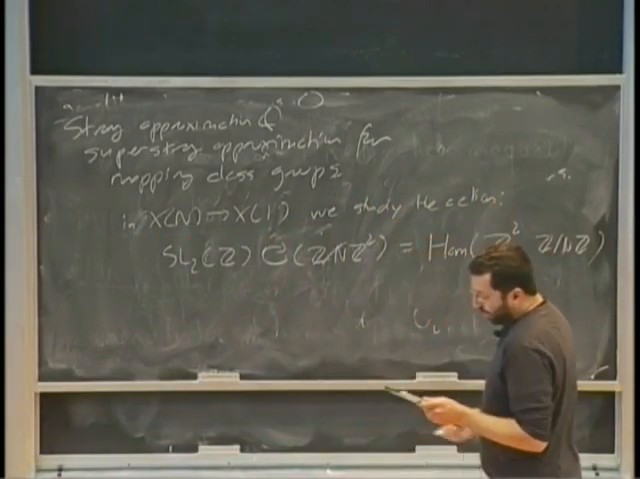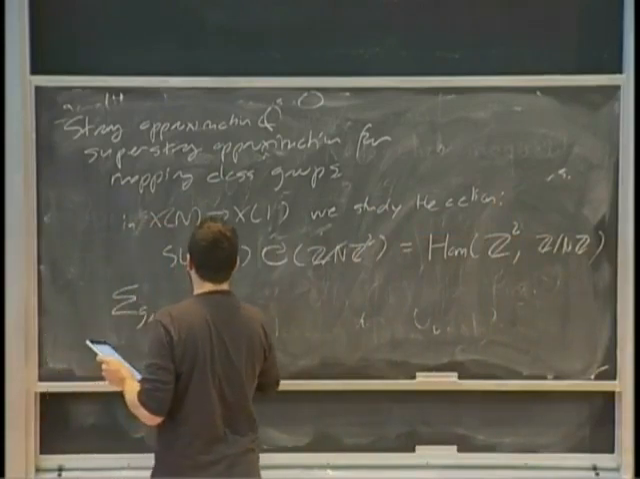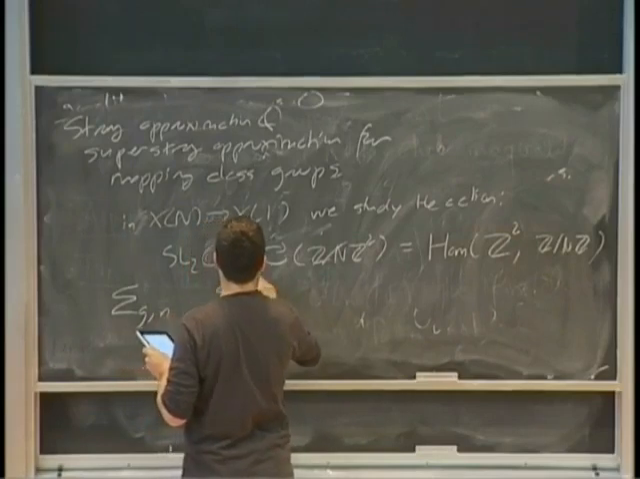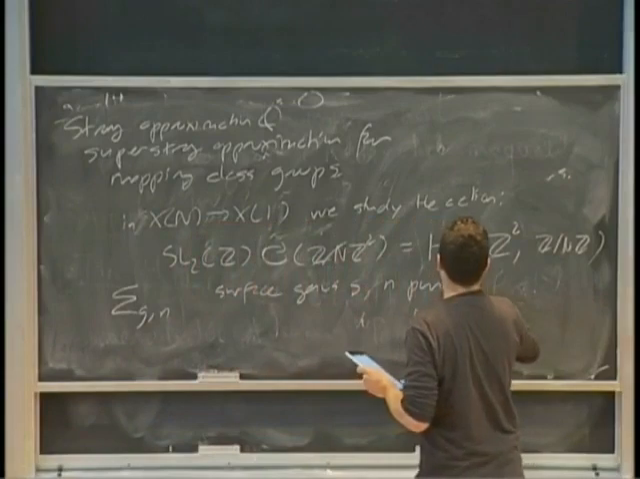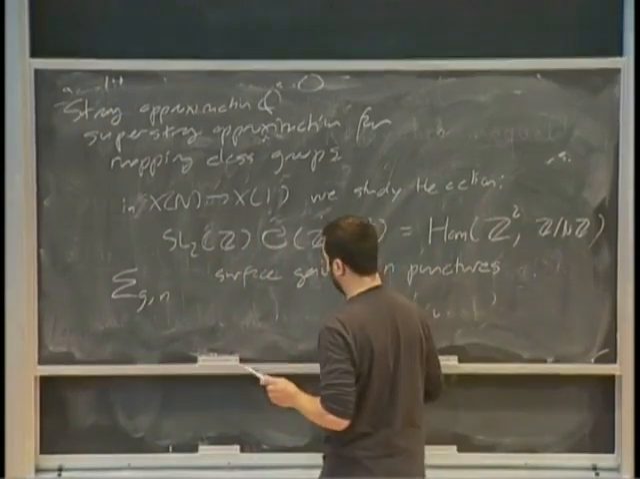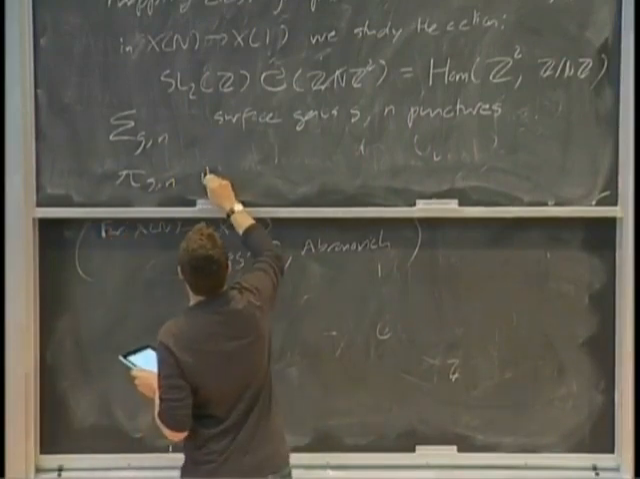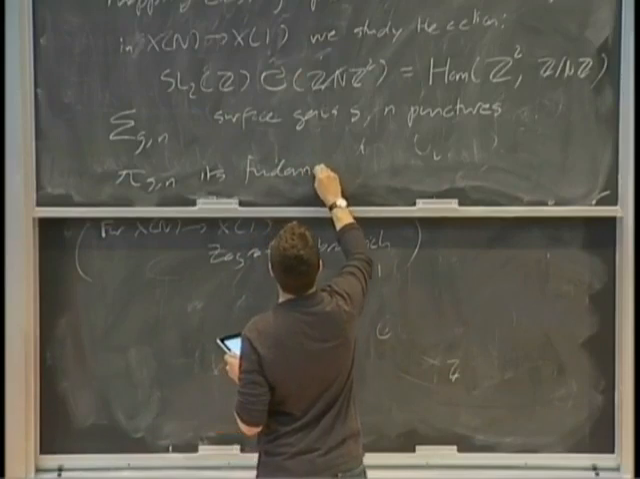But now there's a more general way to think of this, which is as follows. Following Allen, let me let sigma g,n be a surface of genus g with n punctures. I'll write pi g,n for its fundamental group, which is going to be free unless n is 0.